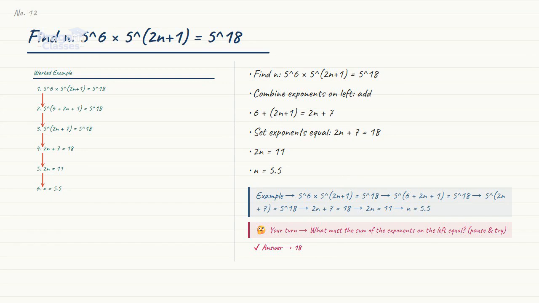If the bases are equal, the exponents must be equal too. So 2n plus 7 equals 18. Subtract 7 from both sides, 2n equals 11. Divide by 2, n equals 5.5. The board walks through each step: combine, set equal, solve. Here's one for you. What must the sum of the exponents on the left equal? Pause and answer. It must equal 18, matching the right side.